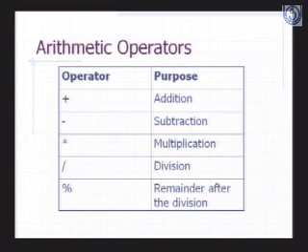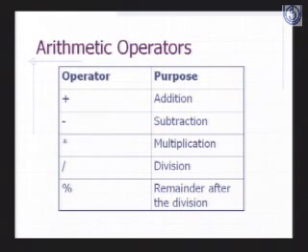For every operator, a purpose is mentioned. Plus is meant for addition, minus for subtraction, star for multiplication, and forward slash for division. There is another symbol called percentage. Whenever we use the forward slash, it gives the quotient as the output. If we want the remainder as the output, we should use the percentage symbol. That doesn't display the quotient, but it displays the remainder part.